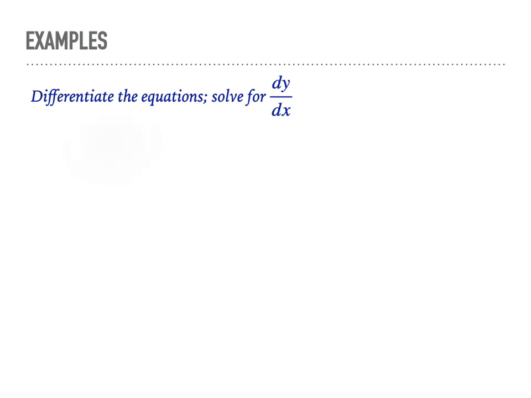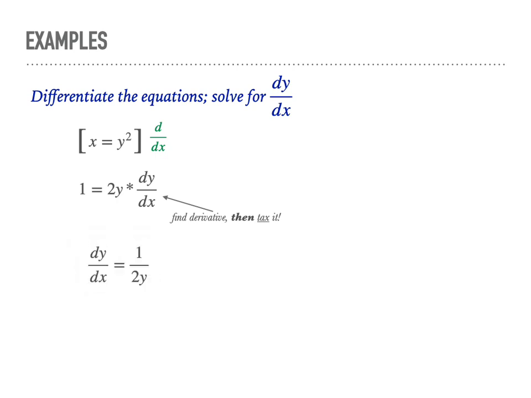x equals y squared. So first we take the derivative of this equation with respect to x, and we know on the left-hand side, since we're taking it with respect to x, it's just going to become 1. On the right-hand side, we're going to use the power rule, bring the 2 down, so it's 2y. But remember, we have to tack on the y's, so it's 2y times dy over dx. And then we basically divide both sides by 2y, and we get dy over dx equals 1 over 2y.